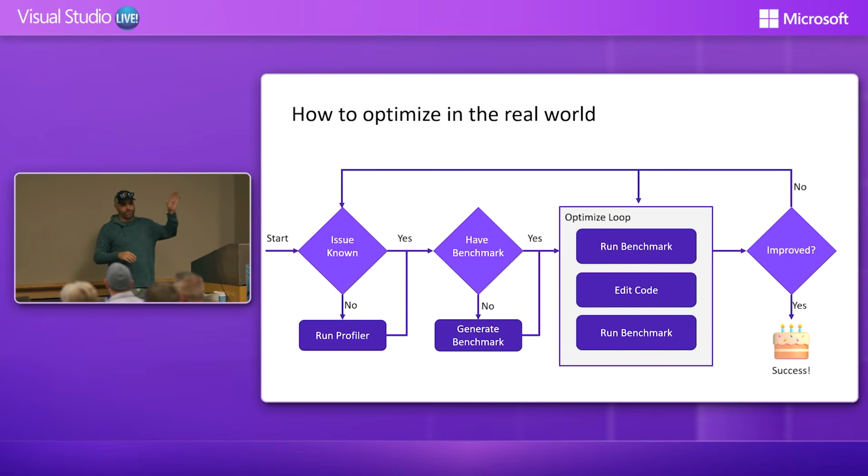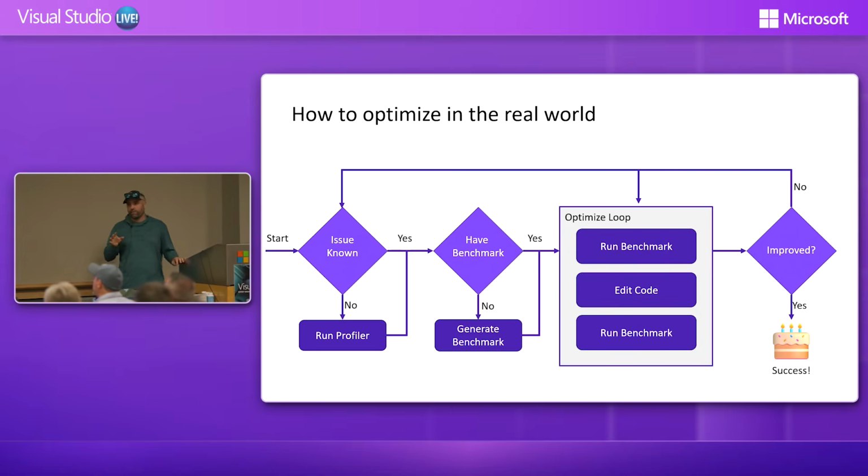If you don't know what your issue is, you run the profiler. It gives you a report at the end. You know what your issue is. Once you know what your issue is, do you have a benchmark that exercises that issue and that shows you that issue? If you don't, writing a benchmark is such a great way to really narrow in on something and give you a reproducible thing. You can still do performance improvement without it. It just becomes a lot harder.